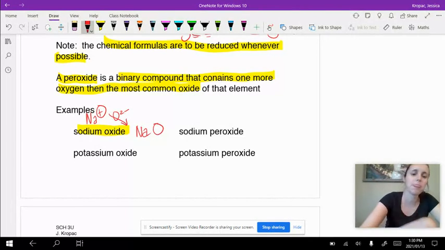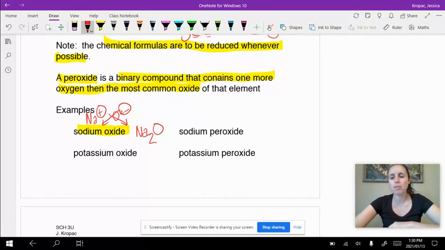I don't have to write a 1. This 2 is going to come next to the sodium, so I would go ahead and write a 2 here. So when I'm writing my ionic compound for sodium oxide, I call it Na2O.